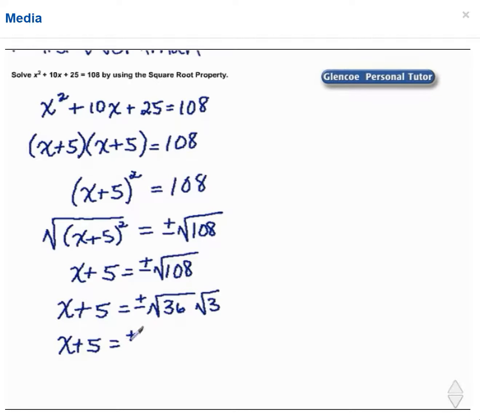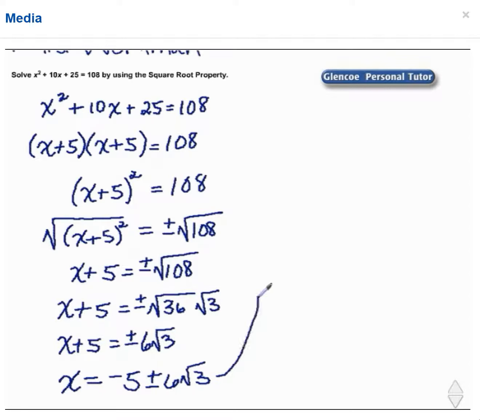The square root of 36 is 6, and then we've got that times radical 3, or times the square root of 3. So all I've done here is I've just gone ahead and used my steps for simplifying a square root, and I've replaced plus or minus the square root of 108 with plus or minus 6 times the square root of 3. And so that final step in the solution process would be to subtract 5 from both sides, giving me x is equal to negative 5 plus or minus 6 times the square root of 3.